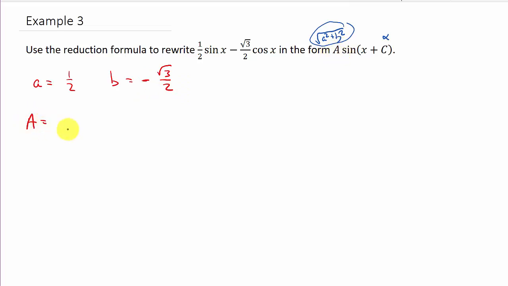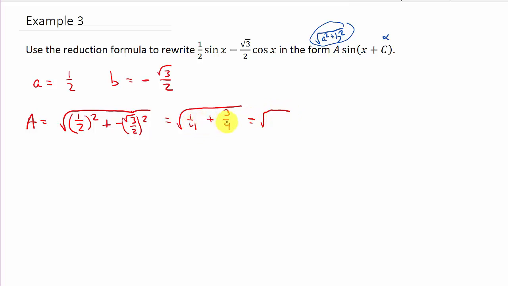Well, that is equal to the square root of a squared, so that's 1/2 squared, plus b squared, so that's negative square root of 3 over 2 squared. And so that's going to give us the square root of, let's see, 1/4 plus square root of 3 squared is 3, 2 squared is 4. Well, that turned out nice, didn't it? 1/4 plus 3/4 is 4 over 4, which is 1. Square root of 1 is 1. Okay, so A here is 1.